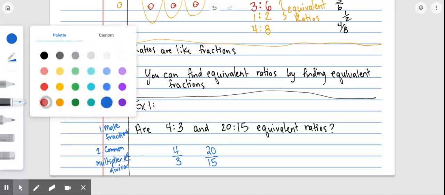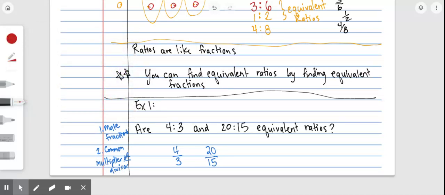So then to see if there's a common multiplier or divisor, what I'm going to do is say, okay, how do I get from 4 to 20? By multiplying or dividing. 4 times 5 equals 20. Okay, so then I do the same on the bottom and I say in the denominator, how do I get from 3 to 15? By multiplying by 5 also.